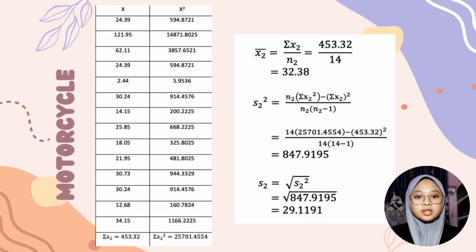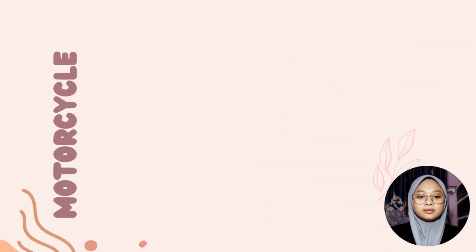The mean for the motorcycle is equal to total x2 over n2, where total x2 is equal to 453.32 over 14. 14 is the n2, which is the number of sample for motorcycle. Next, we calculate the variance using the given formula. Then we get the variance for the motorcycle is 847.9195. Then we square root the variance to get the standard deviation. The standard deviation for the motorcycle is 29.1191.